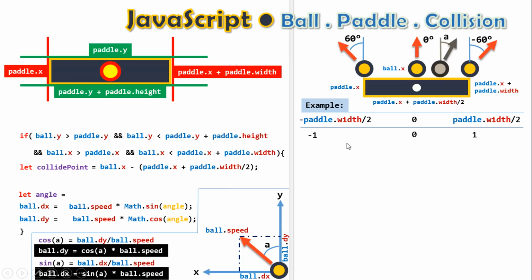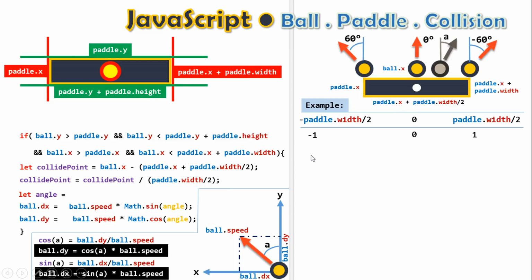Now let's find a way to normalize these values. Instead of getting the values between minus paddle.width divided by 2 and paddle.width divided by 2, we will get numbers between minus 1 and 1. It is simple. We will just divide the collide_point by the paddle.width divided by 2. Now it's easy to get these angles from these values.